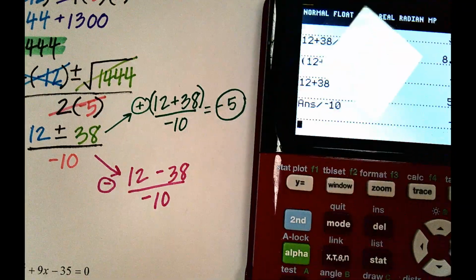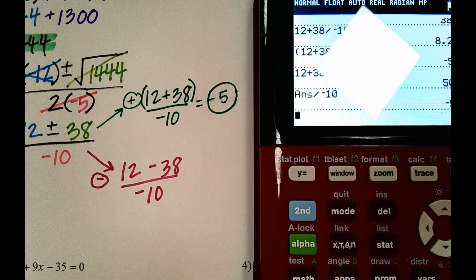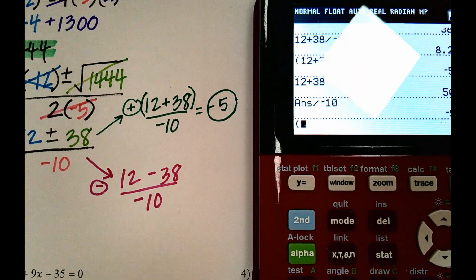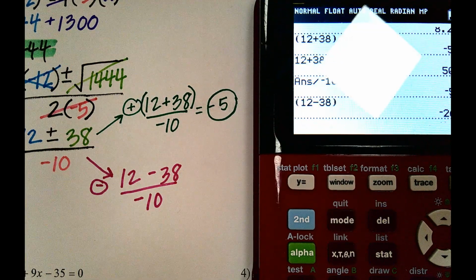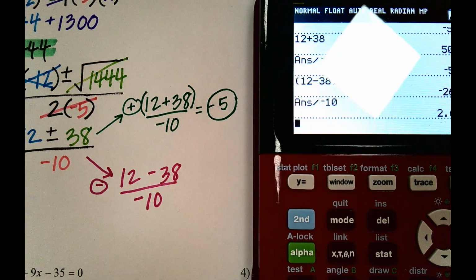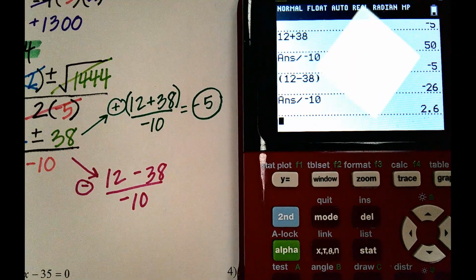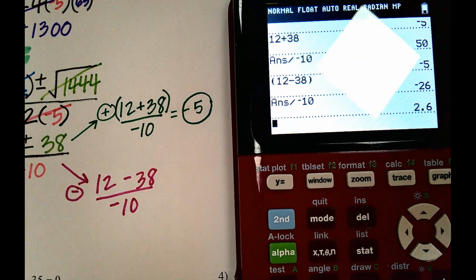Now let's do our minus. I'll do it with the parentheses. Negative 26 over negative 10. So 12 minus 38, yep, that is negative 26. I'll divide by negative 10 and we get 2.6. Positive 2.6.